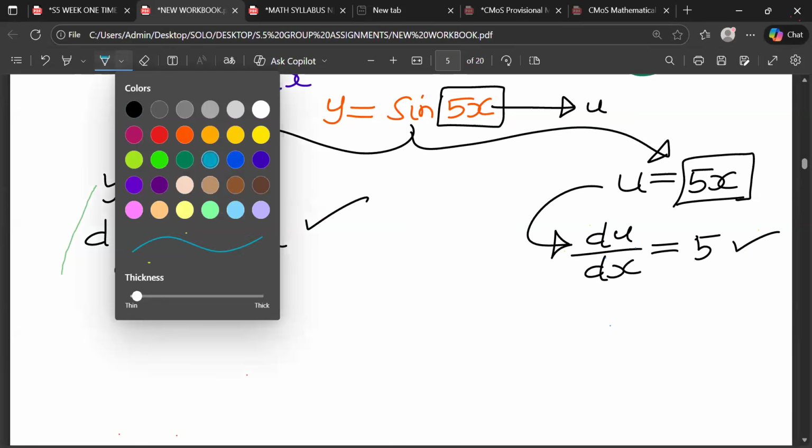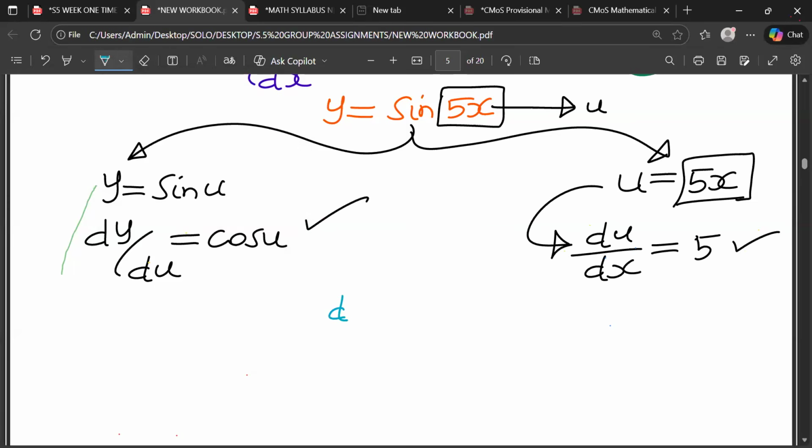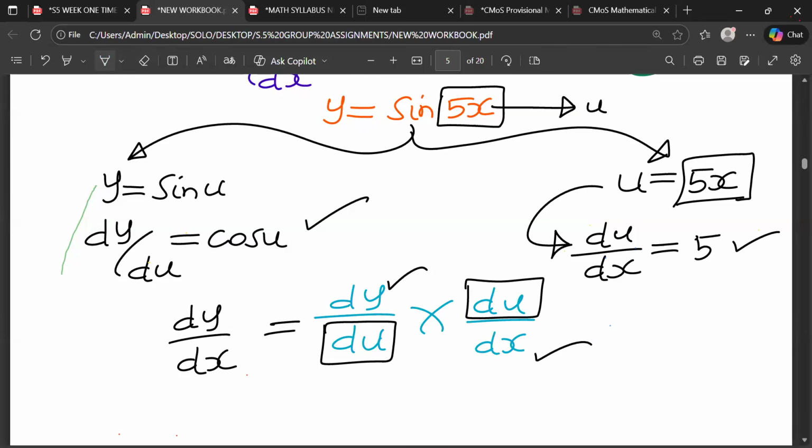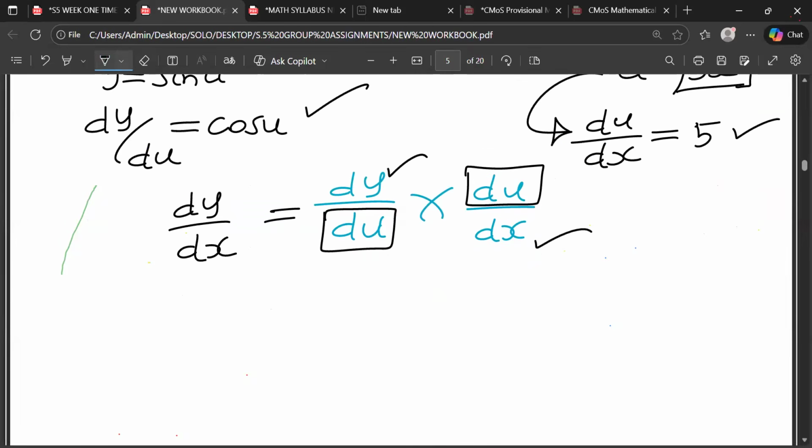But you all know that when you get dy du, this one you obtained first, and multiply it by du dx, you know what happens? This one will cancel with this, and you remain with dy dx, which is what the question wants. So let's follow. Dy du is cos u. Then du dx is a what? A 5.